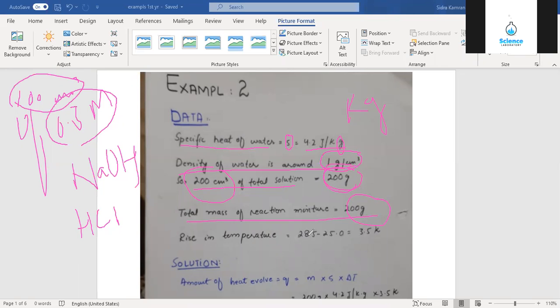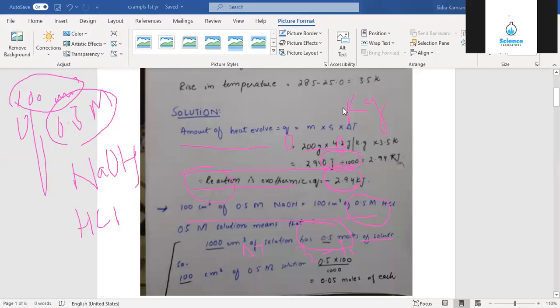Rise in temperature is from 25.0 Kelvin to 28.5 Kelvin, so it will be 3.5 Kelvin. This is delta T, T2 minus T1, the change in temperature. As we know, a glass calorimeter is used to calculate the enthalpy of neutralization. So we are going to check the enthalpy when a strong base and strong acid are reacting. The reaction is neutralization, so we are using the calorimeter formula.